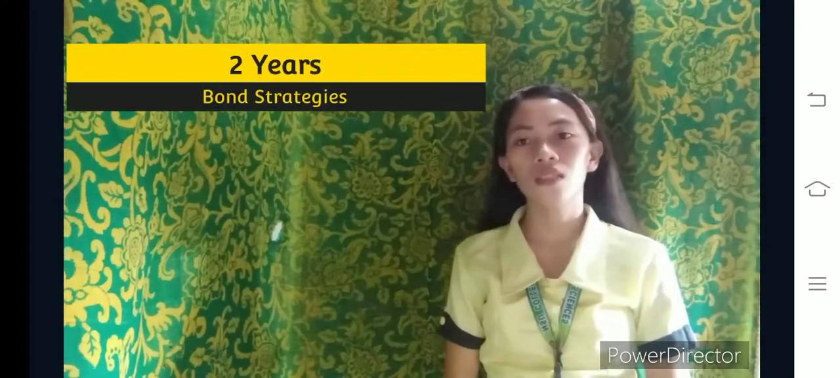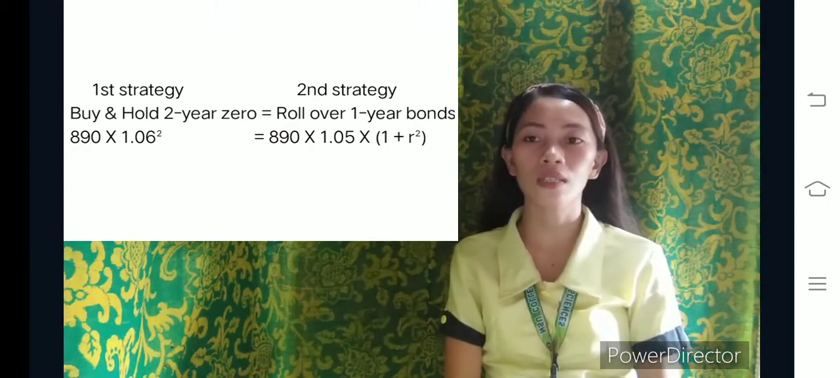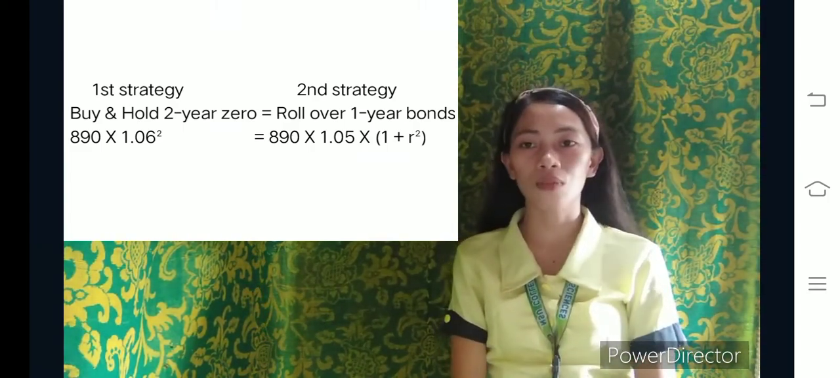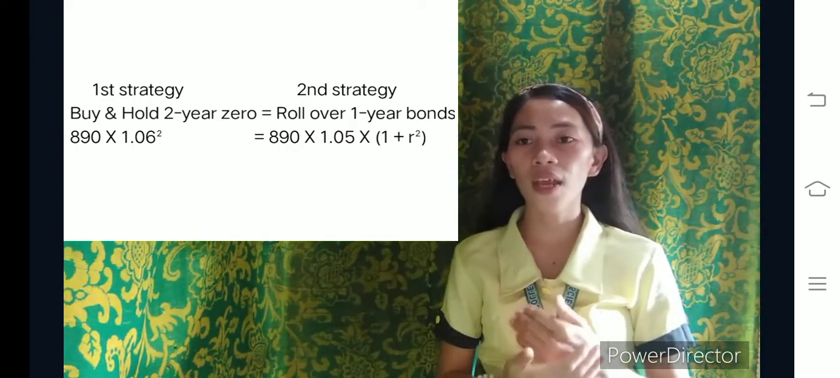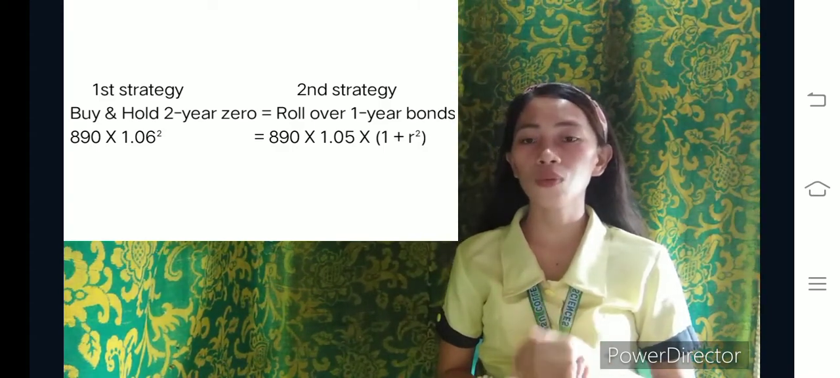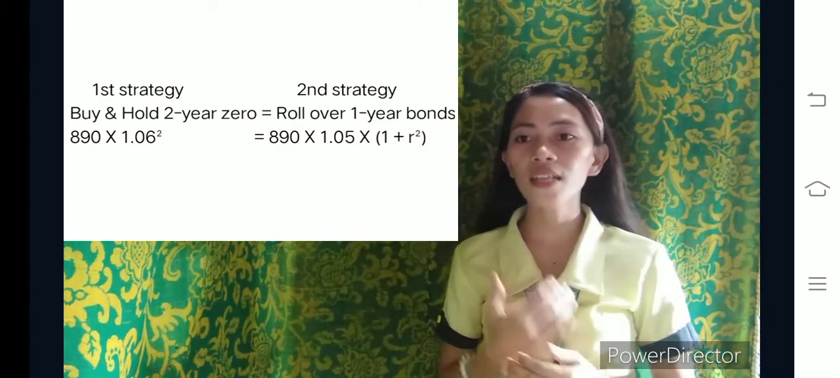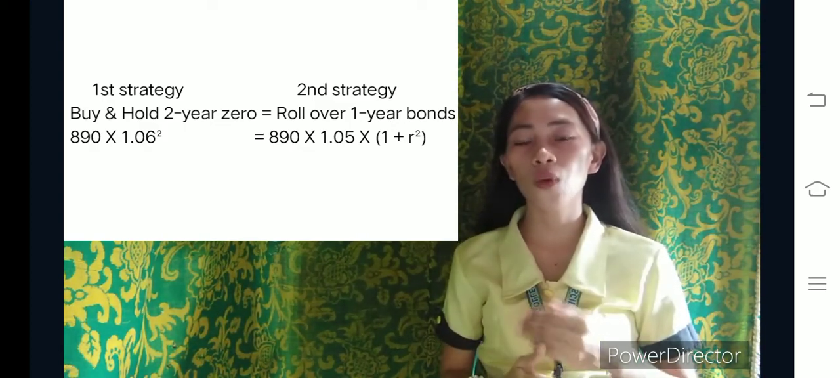We have two 2-year bond strategies. The first one entails buying a 2-year zero offering a 2-year yield to maturity of 6% and holding it until maturity. And the second one, invest the same amount of 890 in a 1-year zero coupon bond with a yield to maturity of 5%. When that bond matures, reinvest the proceeds in another 1-year bond. If we show it in a plot, this is how it looks.